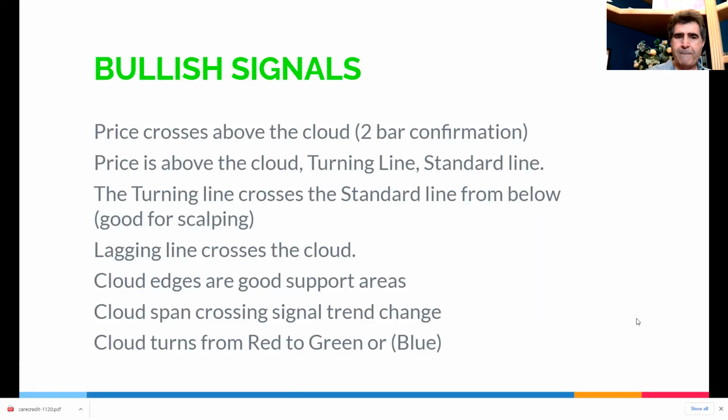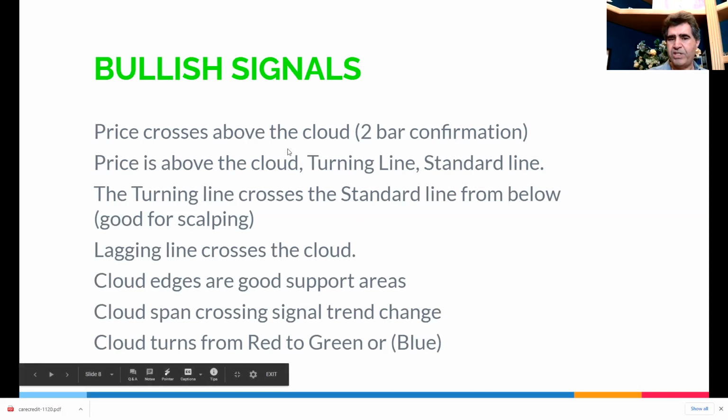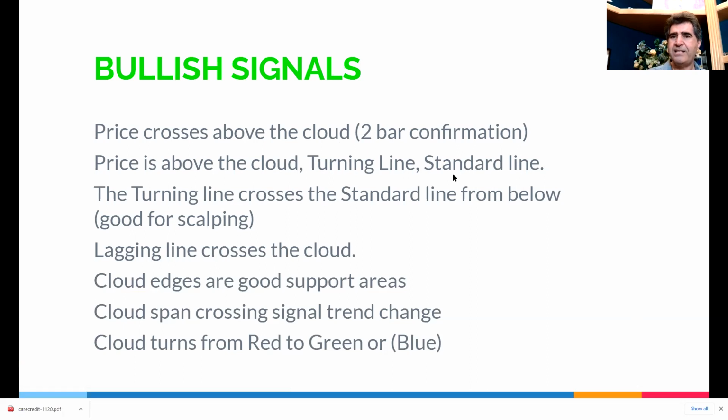So let's look at the bullish signals. If the price moves above the cloud, and as you know, I always like to have two-bar confirmation, whether it's the moving averages or a breakout, and I will show it in the charts, that is bullish. It's a good time to maybe start buying. Or when the price is above the cloud, the turning line, and the standard line, that gives you strength, knowing this is a strong trend. You should stay in the position or maybe add more positions.